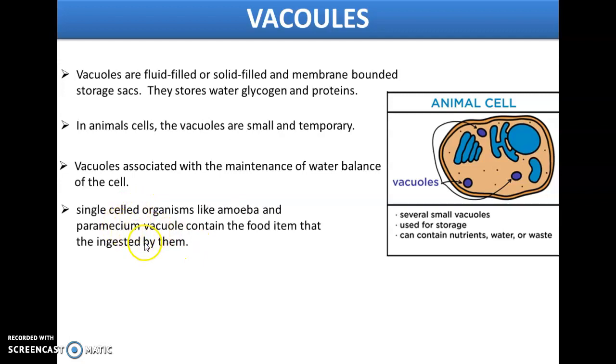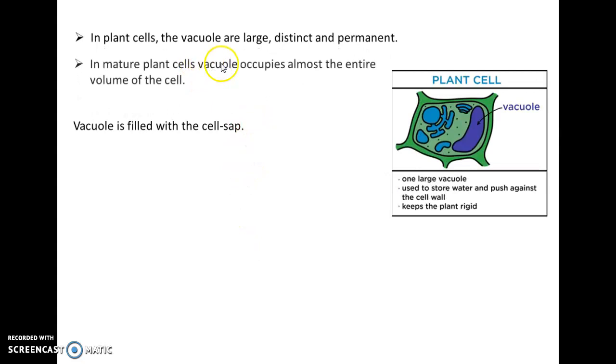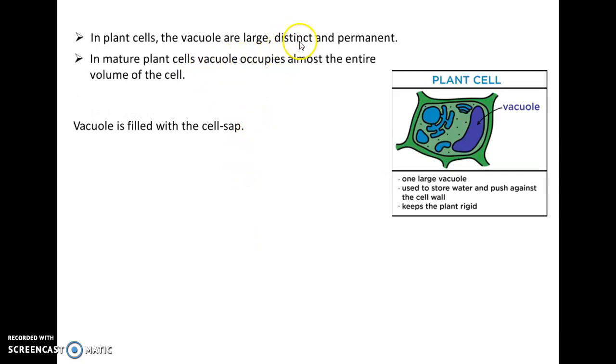If we talk about the ingestion process of single cell organisms like amoeba and paramecium, they intake the food in the form of vacuoles. Clear? Next, in plant cell, the vacuoles are large in size, distinct and very permanent.